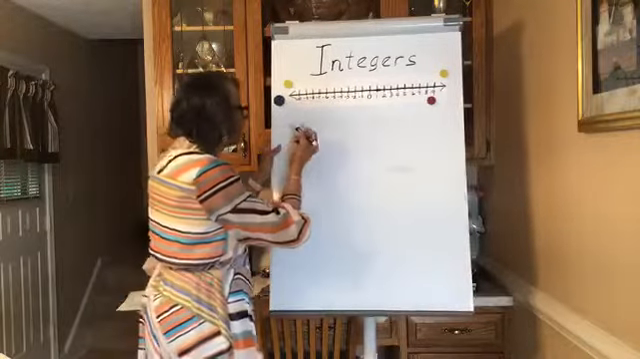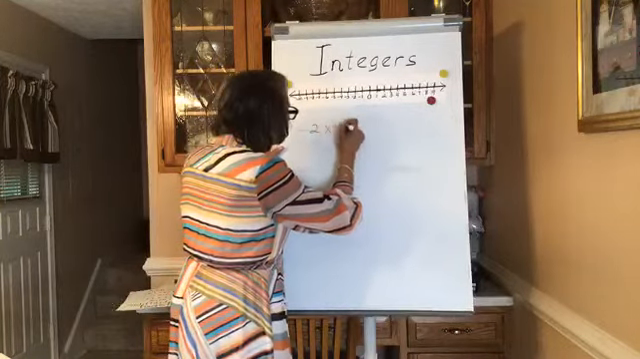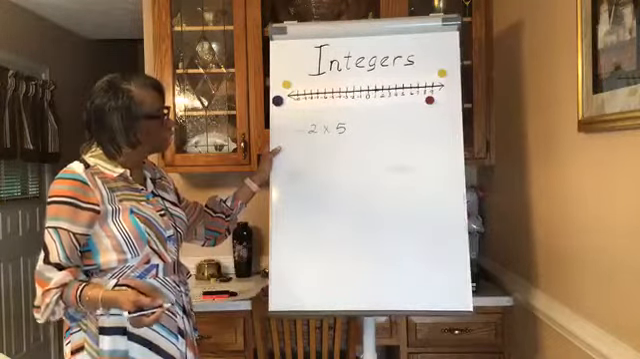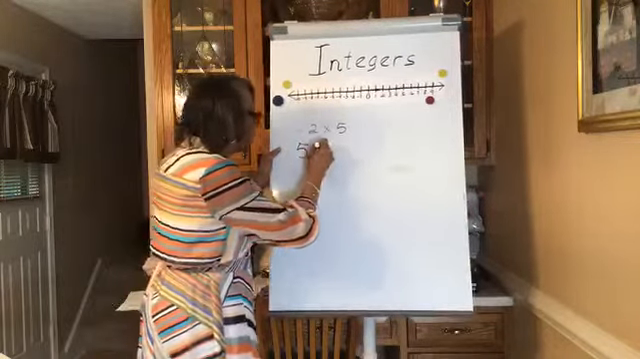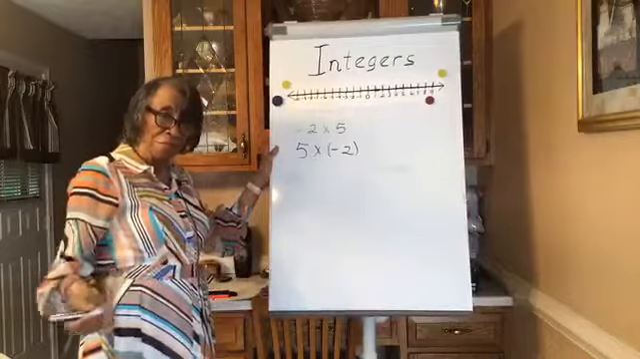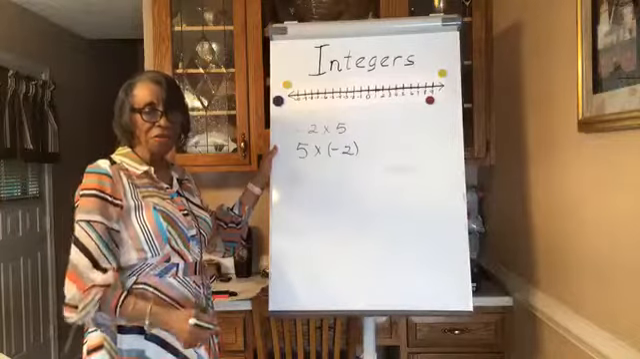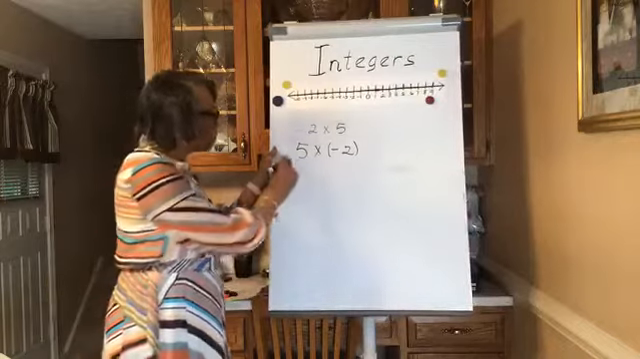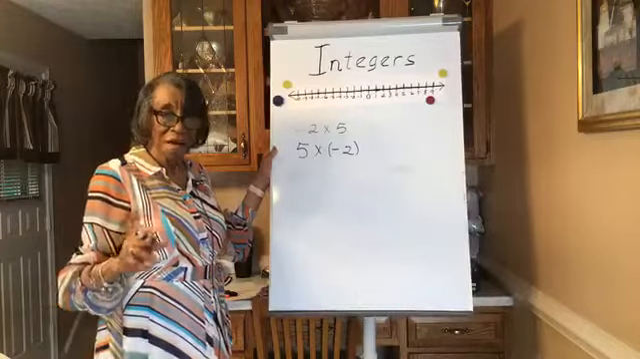All right, let's do negative 2 times 5. Negative 2 times positive 5. Now that's the same as 5 times negative 2, because multiplication is commutative. That means it doesn't matter which order you have it in. Whichever order you can work better in, that's the one you need to use. All right, so 5 times negative 2, that means I'm going to add negative 2 5 times.